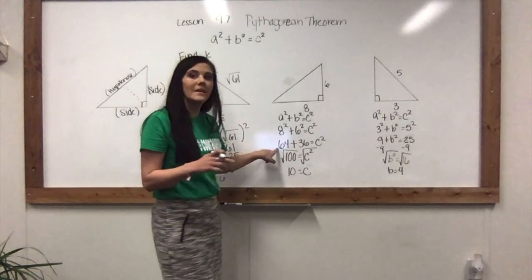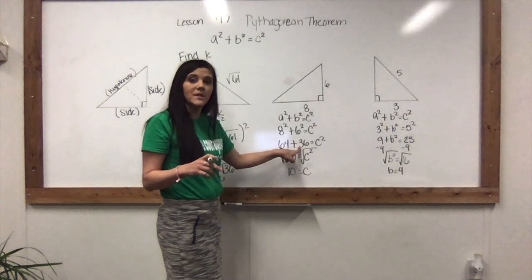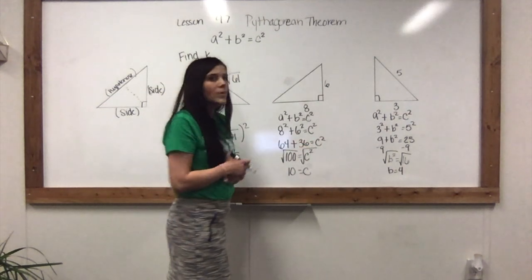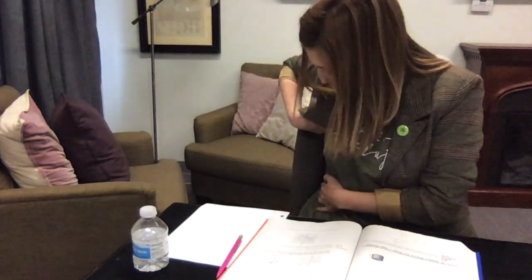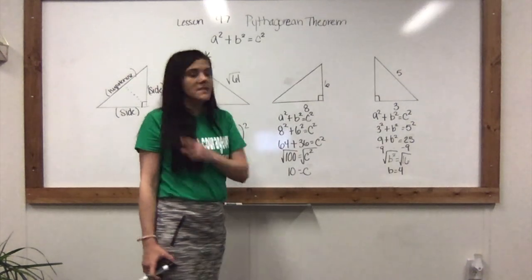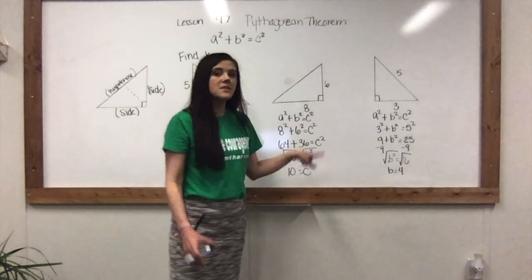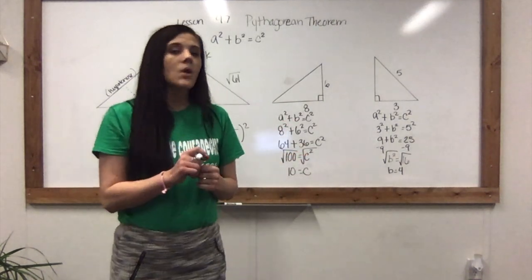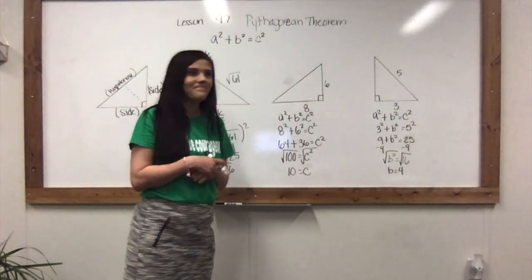So 8 squared is going to give us 64. 6 squared is going to be 36. And then we still have our missing side there for the c. We're missing the hypotenuse. So if we add 64 plus 36, we will get 100. And then if we find the square root of both sides, we will end up with our missing side, which is 10. Good? Okay.